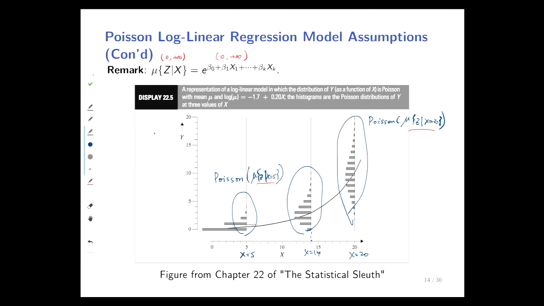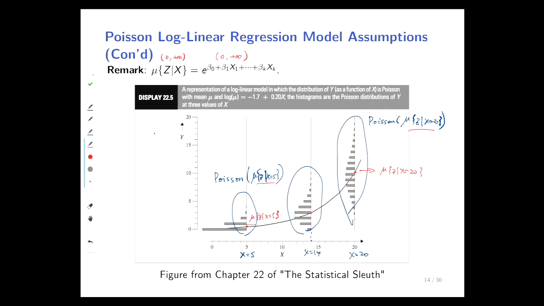So you can see this straight line. Here, for each Poisson distribution, we can compute the mean of response. So these are the mean of response. This is the mu z given x equals 5, and this is the mu z given x equals 20. For each explanatory variable, we can compute the mean of response.